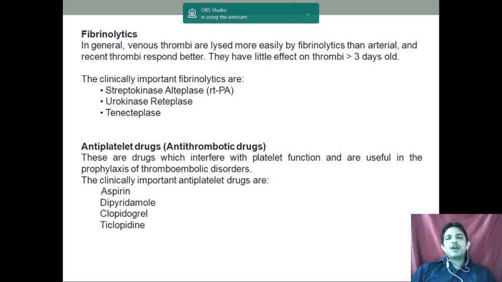So in the next part of our class, we are going to see how these fibrinolytics and antiplatelet drugs produce their effect.